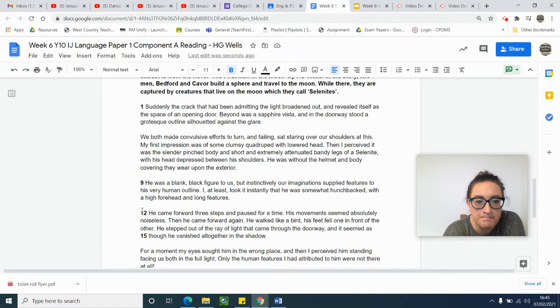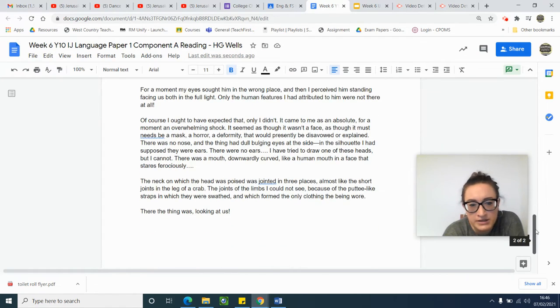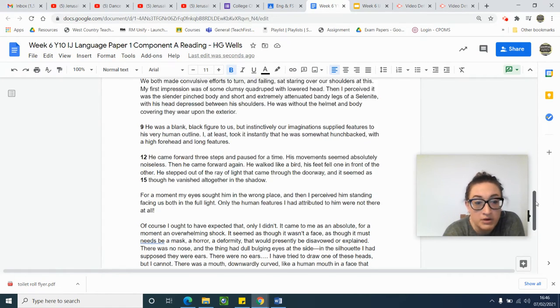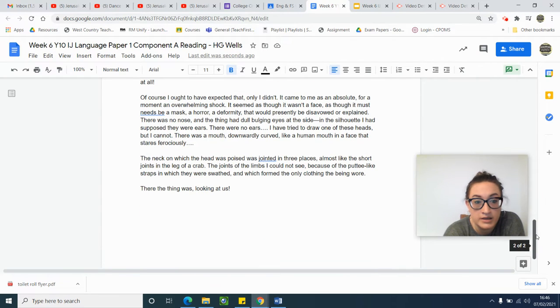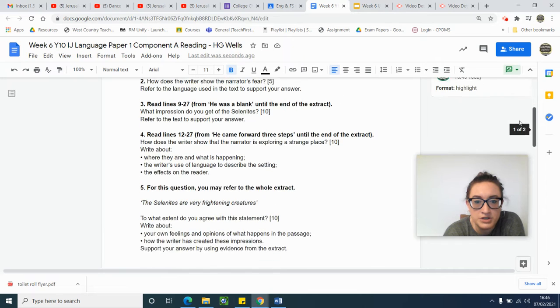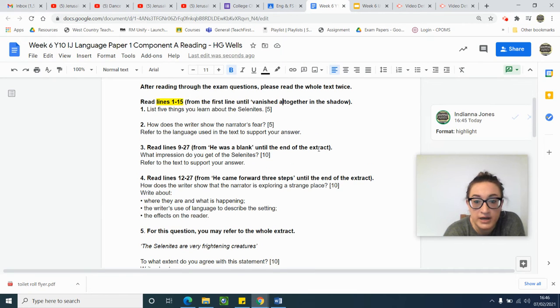I know these line numbers are not the most official. It's quite hard to put line numbers into Google Docs for some reason, and you only actually need to know those line numbers, okay? So line 27 is just the last line, and it tells you till the end of the extract in the question, okay? So lines 1 to 15 are for question 1 and question 2.